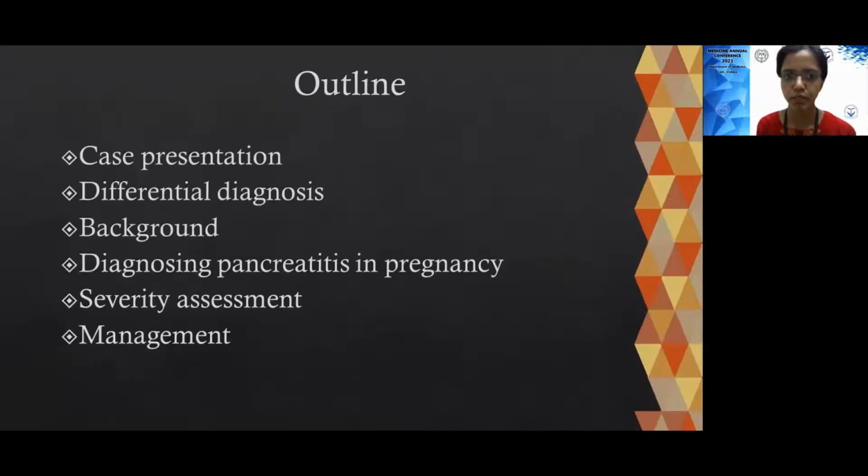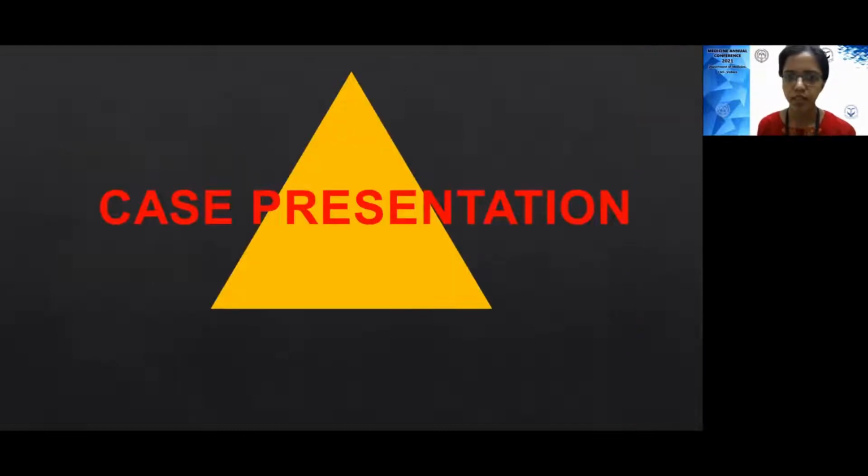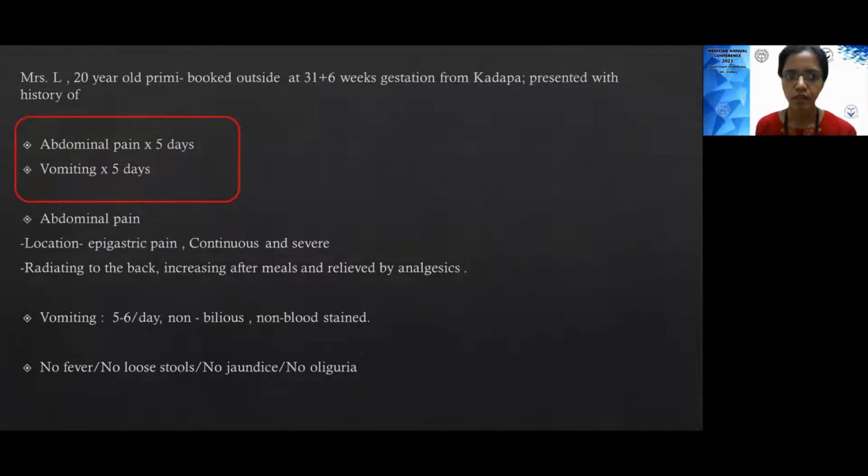We'll go through the case presentation, differential diagnosis, background, how to diagnose pancreatitis in pregnancy, how to assess severity, and what the management is. Starting with the case presentation. Presenting Mrs. L, a 20-year-old primi, who was booked outside at 31 plus 6 weeks of gestation. She presented from Kadapa with a history of abdominal pain for 5 days and vomiting for 5 days.